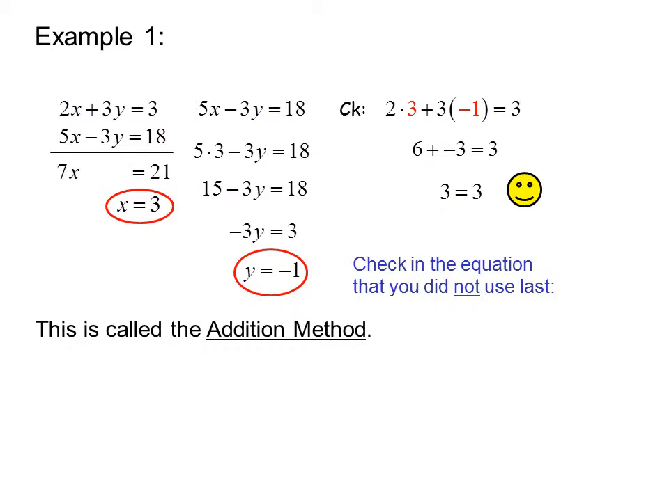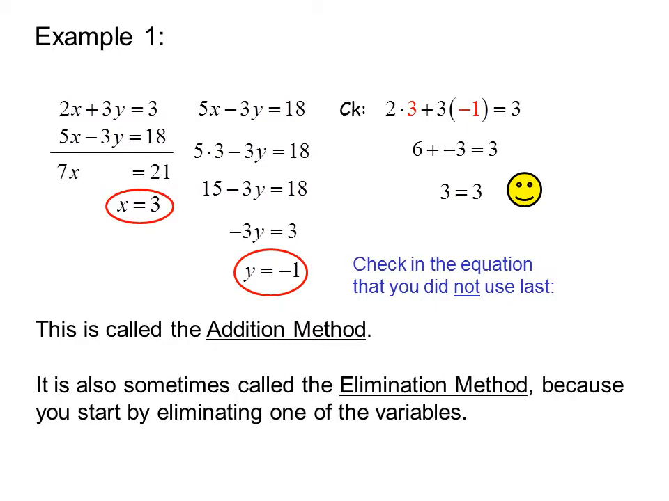This is called the addition method. It is also sometimes called the elimination method because you start by eliminating one of the variables. Let's look at a few more examples.